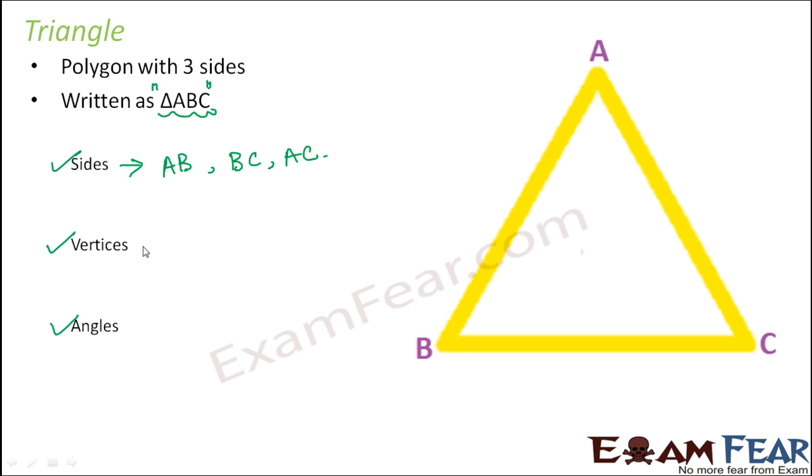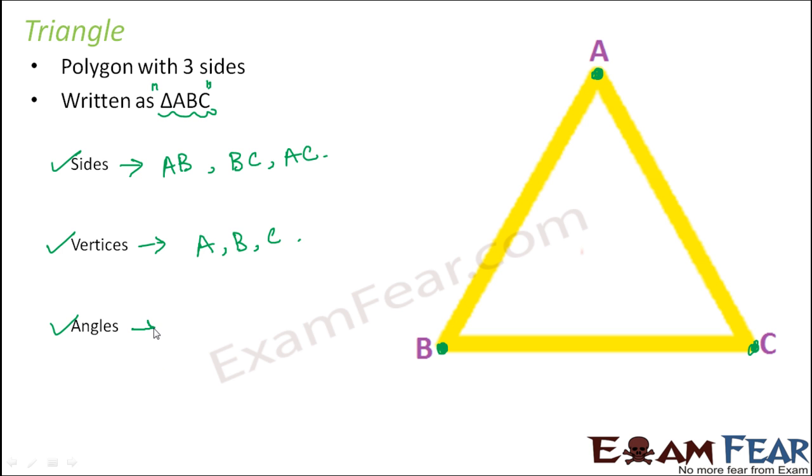So what are the vertices? So vertex refers to that point where two sides meet. So you see point A is one vertex because AB and AC meet at A. Similarly, B is another vertex because AB and BC meet at B. C is another vertex because AC and BC meet at C. So therefore points A, B and C are the vertices.